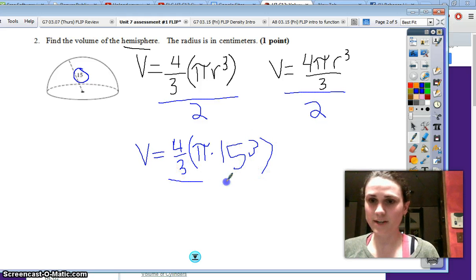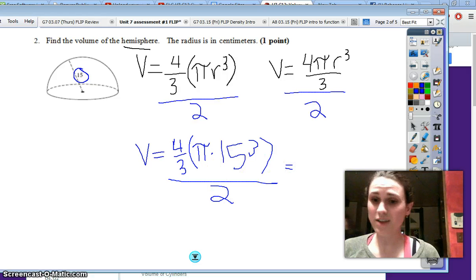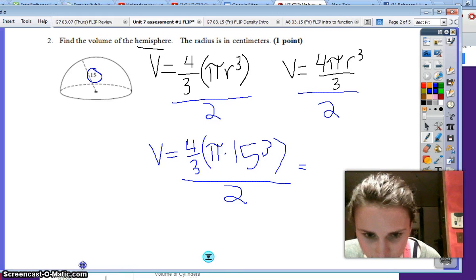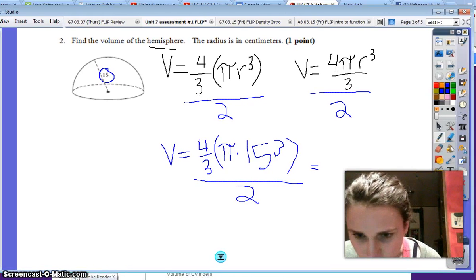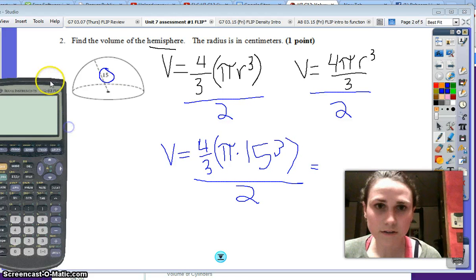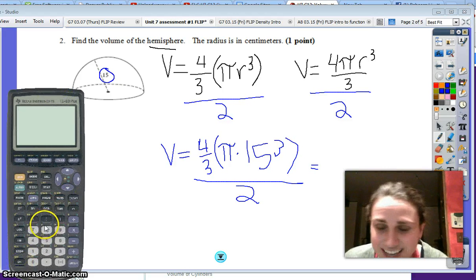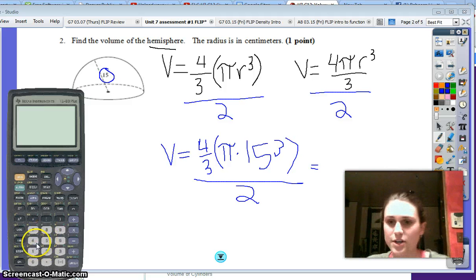And then I'll remember that I'm going to divide this whole value by 2. So now I'm just going to plug things into my calculator. Let's see, I can't really find my calculator icon. Okay, here it is. I'm hoping this works. You guys are so patient. Okay, so it's kind of tricky how you plug this stuff into your calculator.